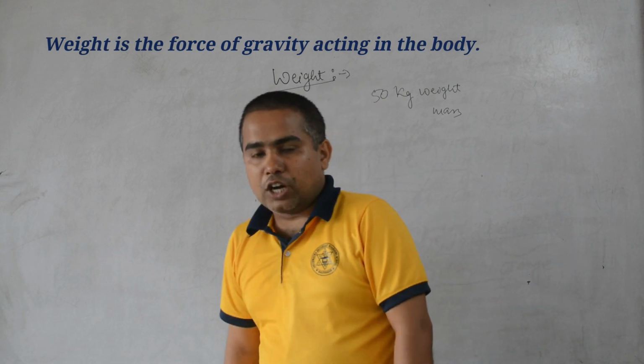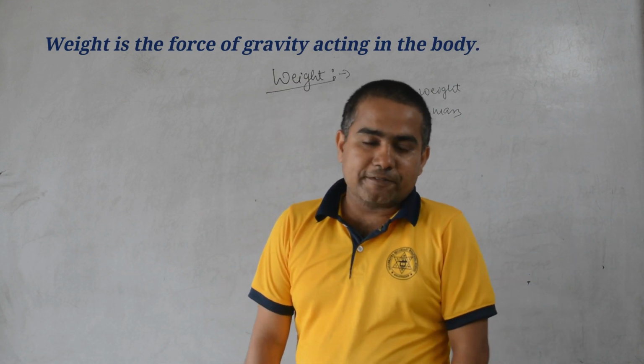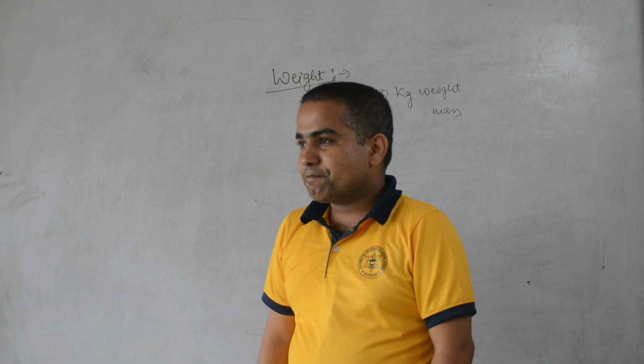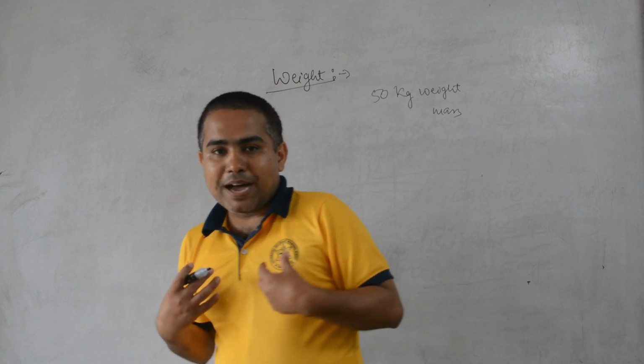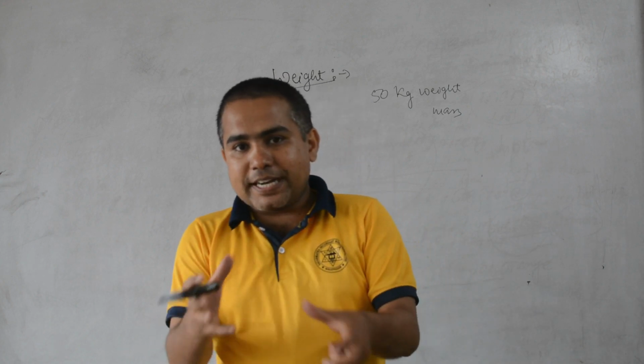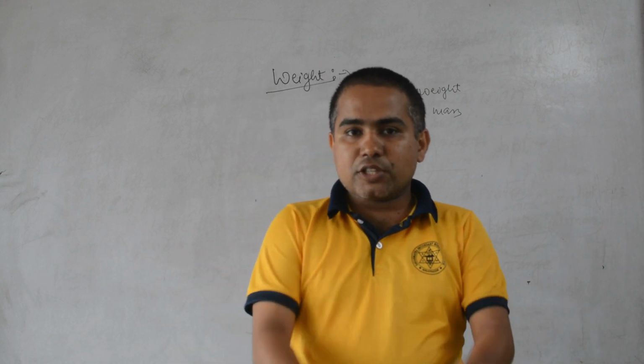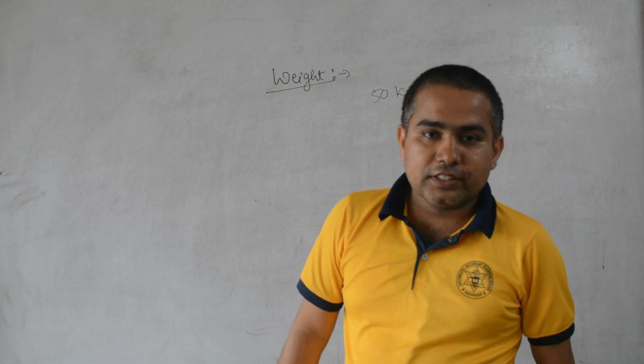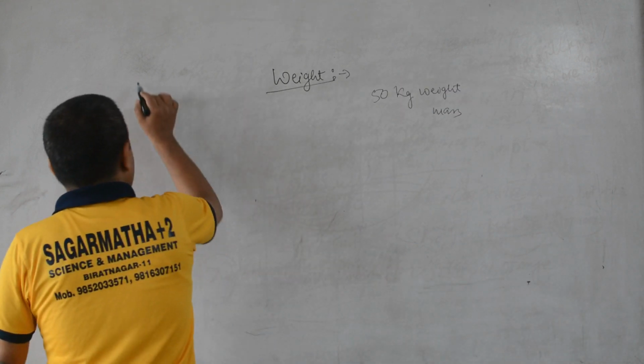Weight of a body is the force of gravity acting on the body. So what does it mean? It means that I am a mass, and I am attracted by the earth towards the center. So if I am attracted by the earth towards the center, what is the force of attraction acting on me? That force of attraction is my weight.